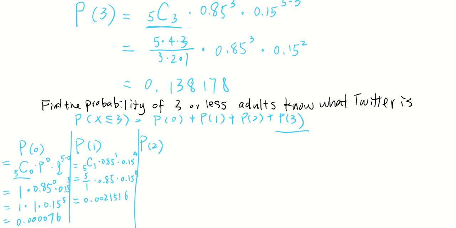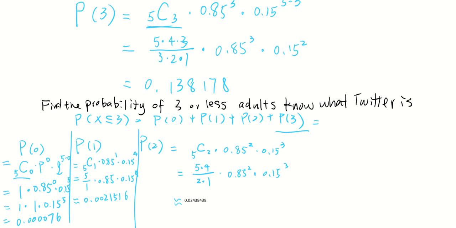0.0021516. For P of 2, that is equal to the combination of choosing 2 out of 5 times 0.85 squared times 0.15 cubed. So here we have 5 times 4 divided by 2 times 1 times 0.85 squared times 0.15 cubed. And going through the calculation on the calculator, I have 0.02438.